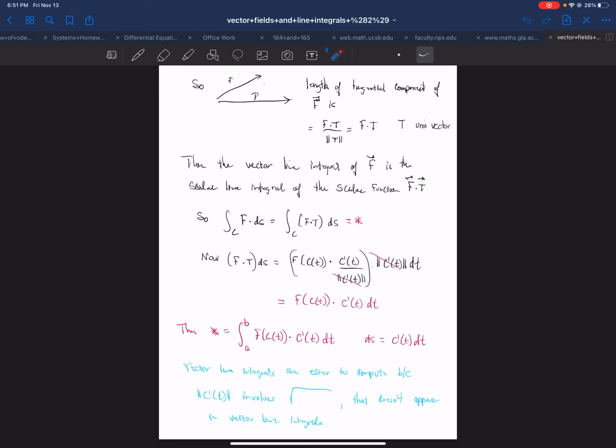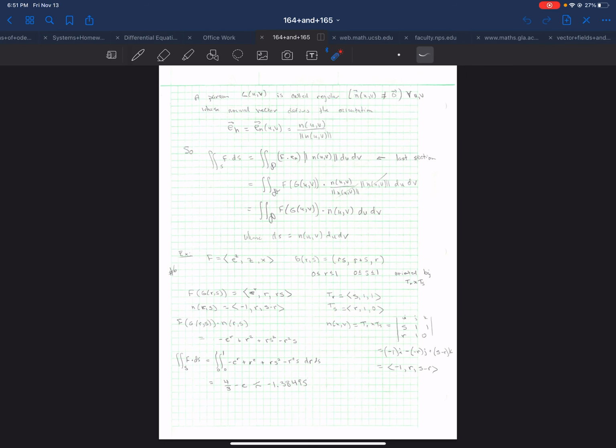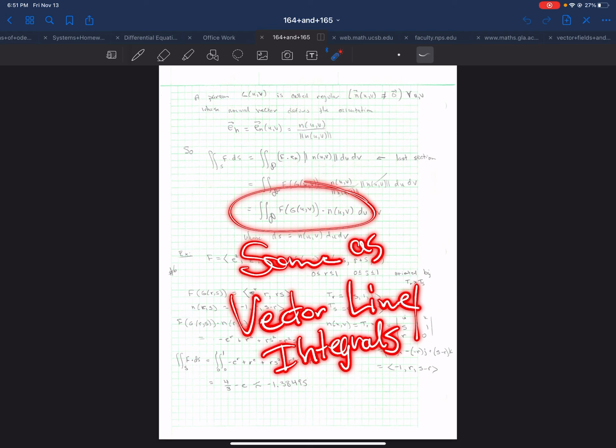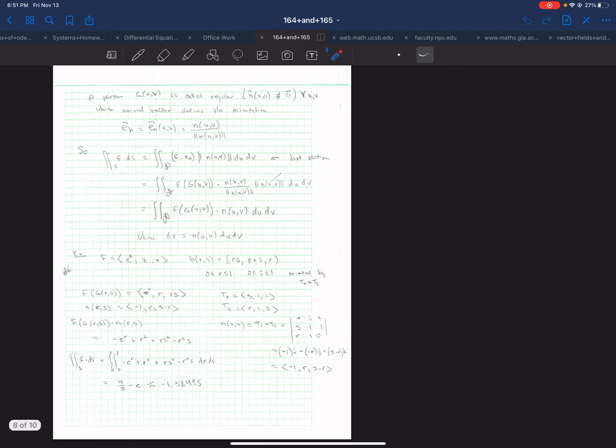Notice before it was f of, that's still the parametrization. That's still a dot, as in a dot product. But this time it's a tangent vector. And what changed before for us? The tangent vector changed to a normal vector. So this is the same as vector line integrals. So if you want, you can go through that.